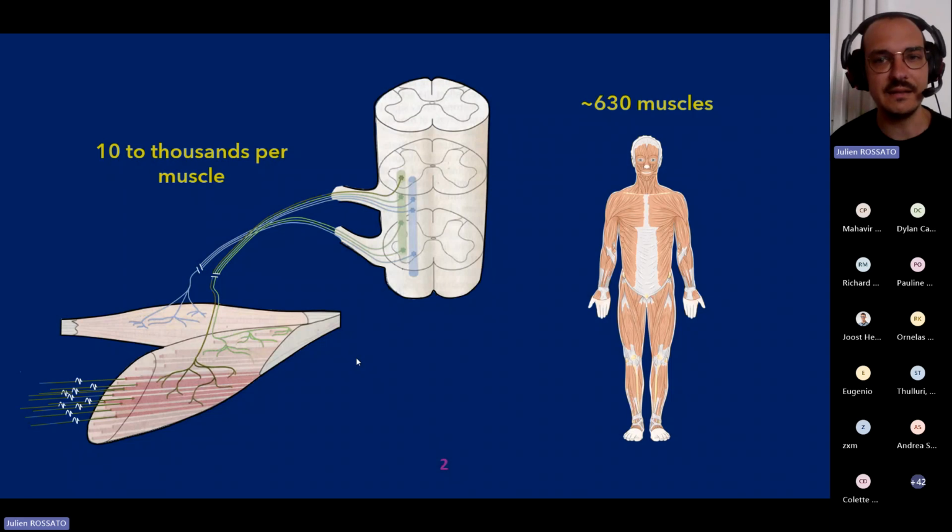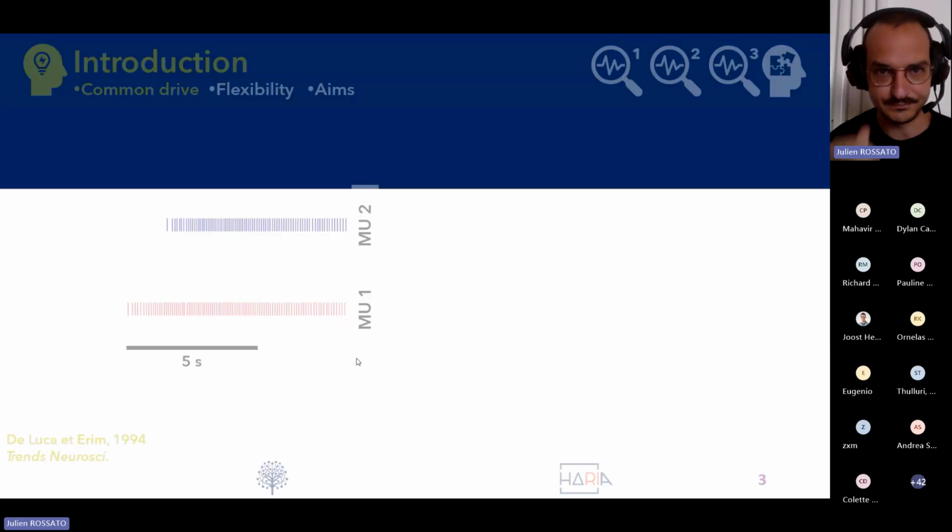We have between 10 and several thousand motor units per muscle, and the human body is composed of more than 600 muscles. So the musculoskeletal system is extremely redundant, in the sense that multiple control solutions can achieve the same movement result. This allows a certain flexibility in the production of movement.